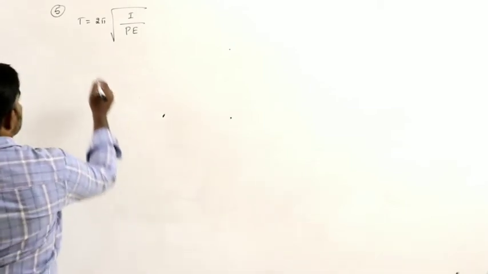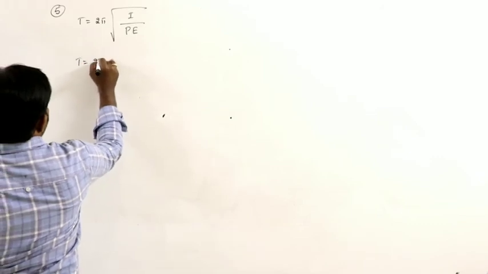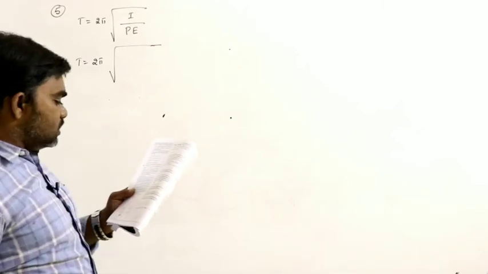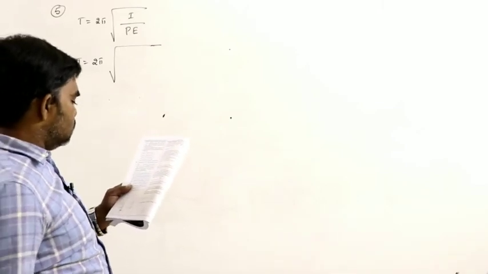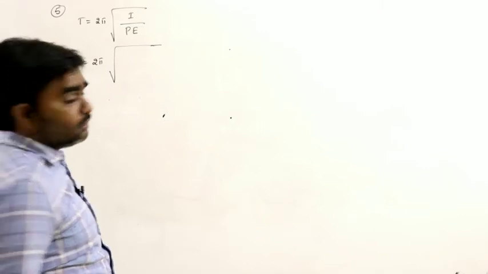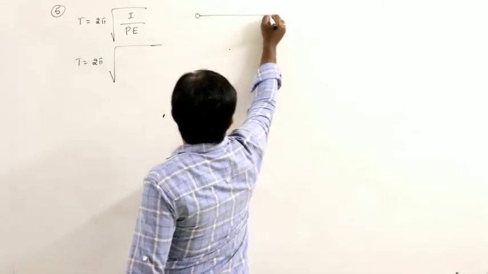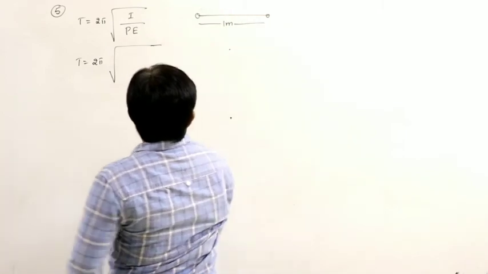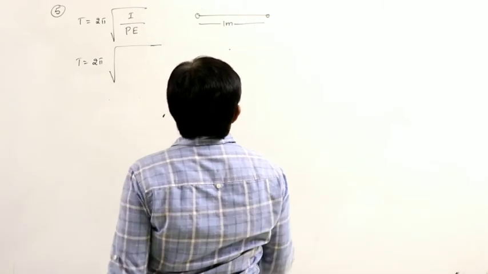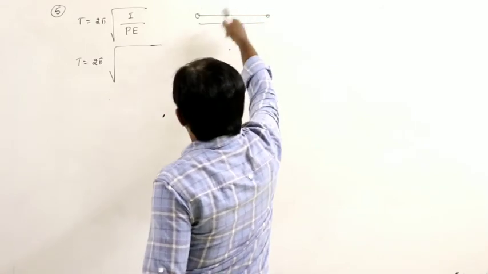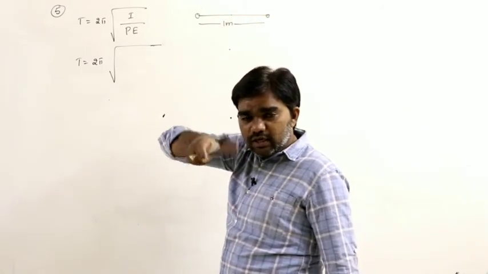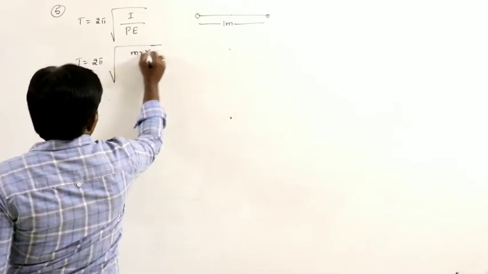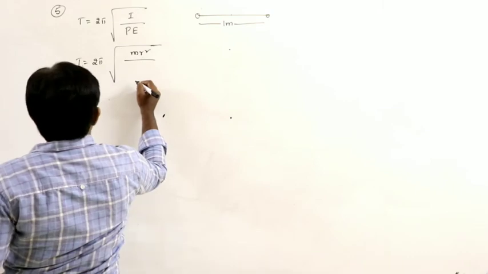Next, T is equal to 2 pi into, what is the moment of inertia? Moment of inertia is mr square. Mass is 1 and the distance is given as 1 meter. The two charges are separated by a distance of 1 meter. So what is the moment of inertia? The dipole is oscillating about its center. So I is equal to mr square, divided by P, the dipole moment.